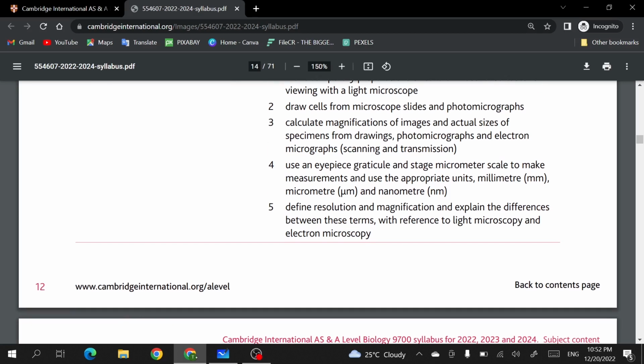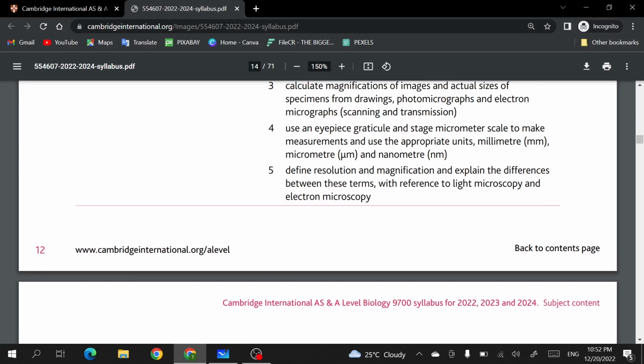You have to know how to draw a plan diagram, and calculate magnification and actual sizes. So I'm going to show you the formula. Use an eyepiece reticule and a micrometer scale to make measurements, and use appropriate units. So you've got millimeter, micrometer, nanometer, different resolution and magnification. And explain the differences between these two with reference to light microscopy and electron microscopy.